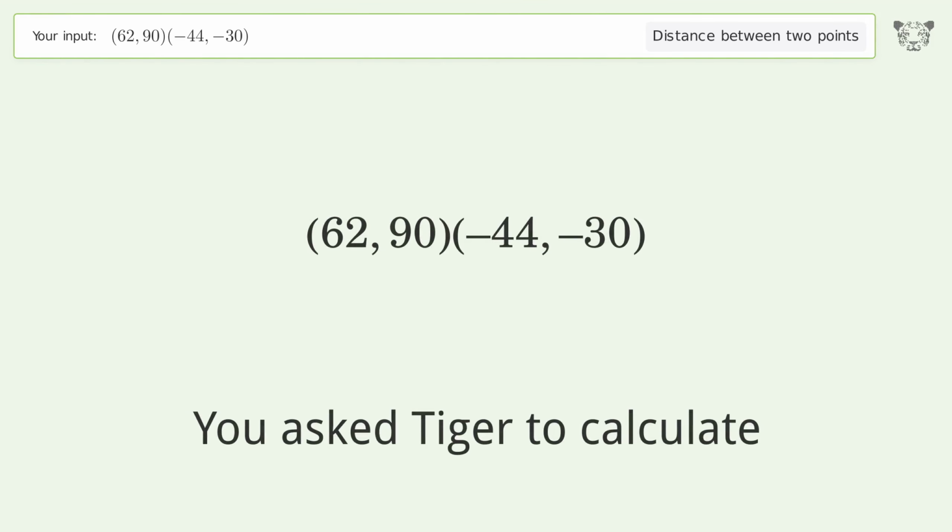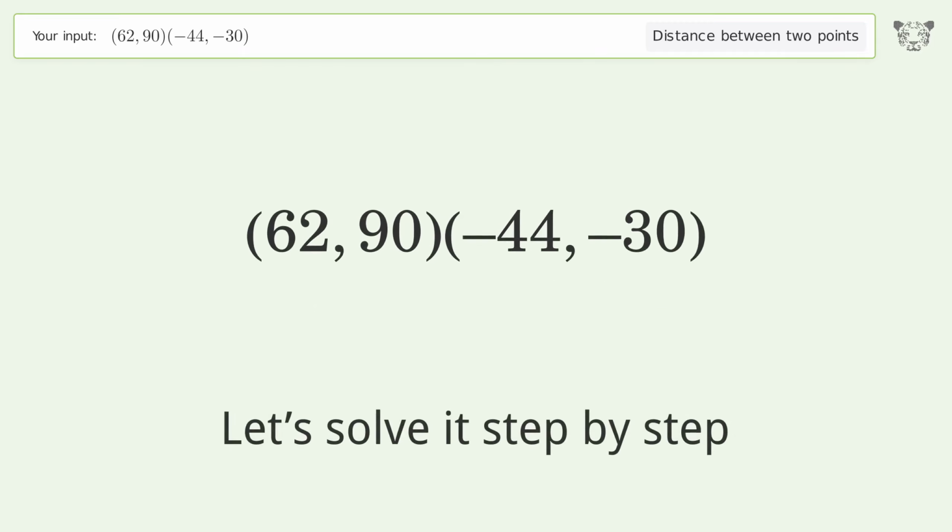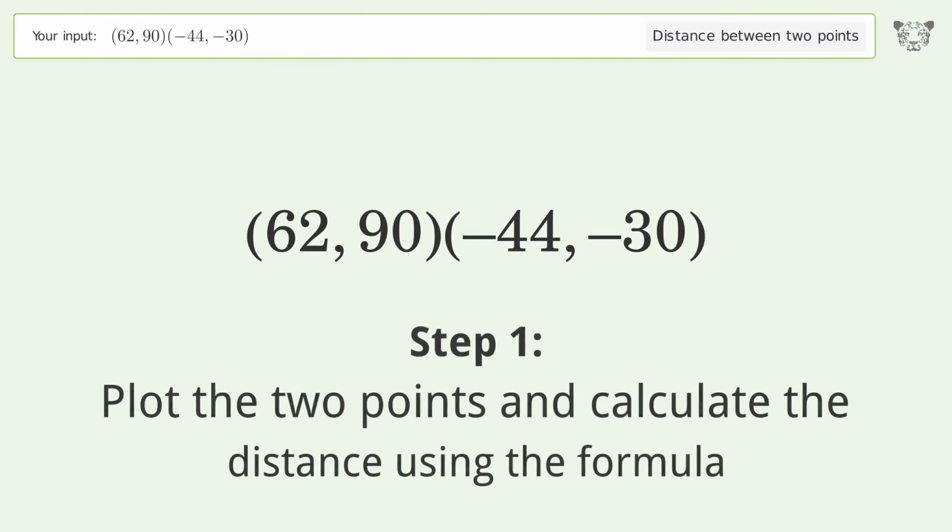You asked to calculate the distance between 2 points. The distance between the 2 points is the square root of 25,636, or 160.112. Let's solve it step by step. Plot the 2 points and calculate the distance using the formula.